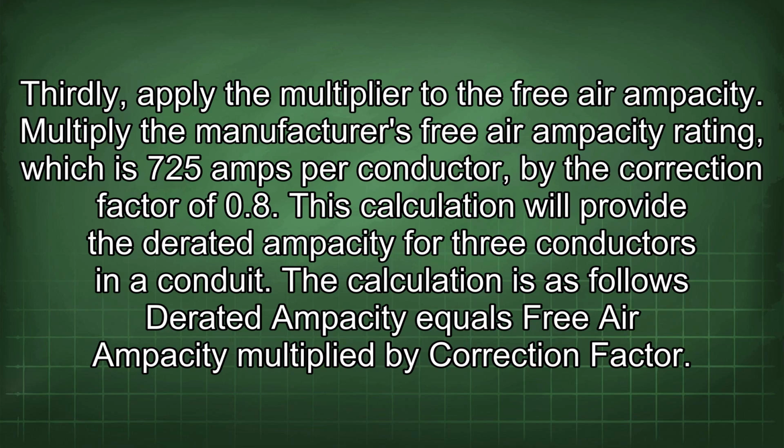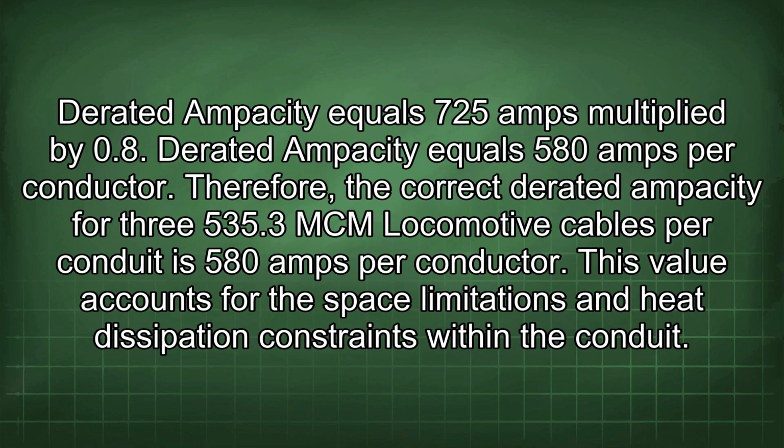The calculation is as follows: derated ampacity equals free air ampacity multiplied by correction factor. Derated ampacity equals 725 amps multiplied by 0.8. Derated ampacity equals 580 amps per conductor. Therefore, the correct derated ampacity for 535.3 MCM locomotive cables per conduit is 580 amps per conductor. This value accounts for the space limitations and heat dissipation constraints within the conduit.